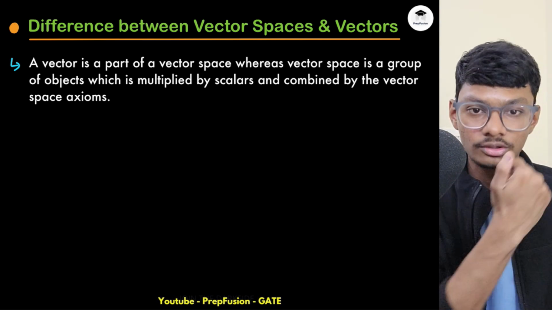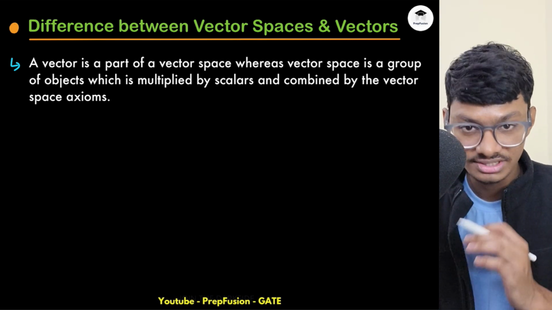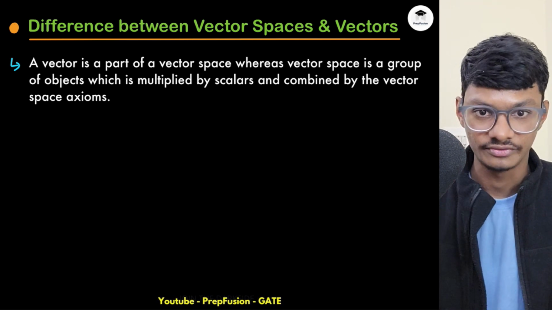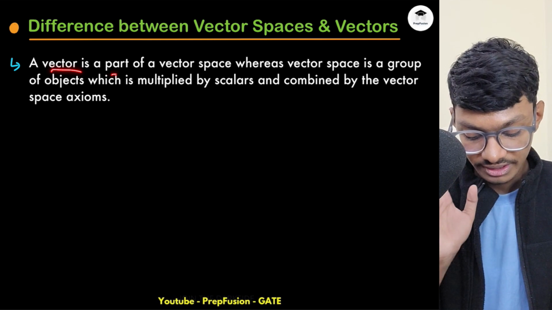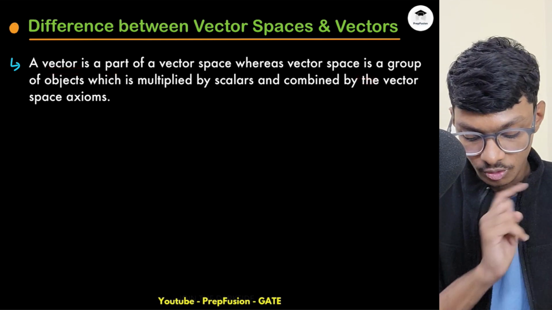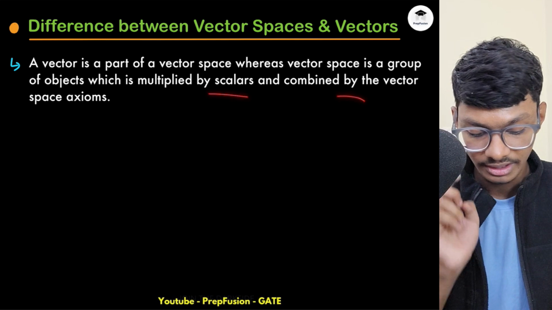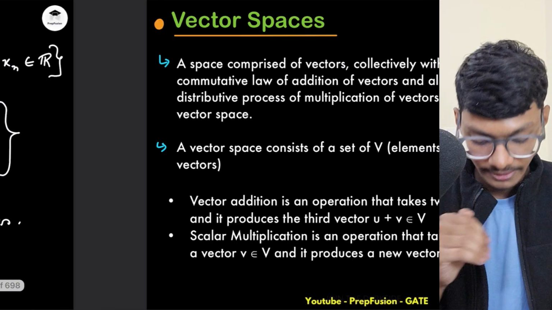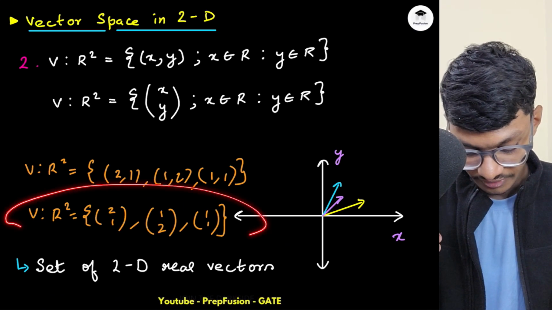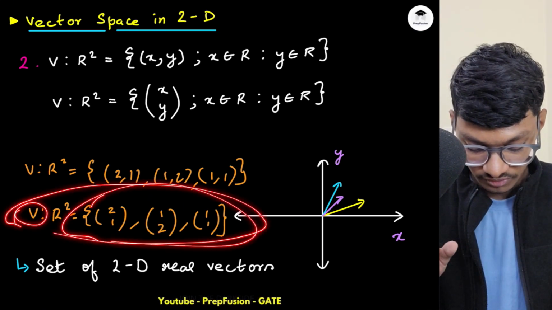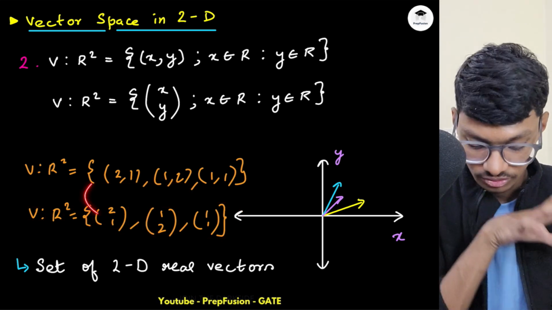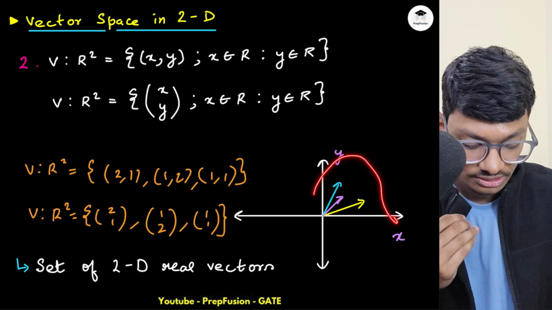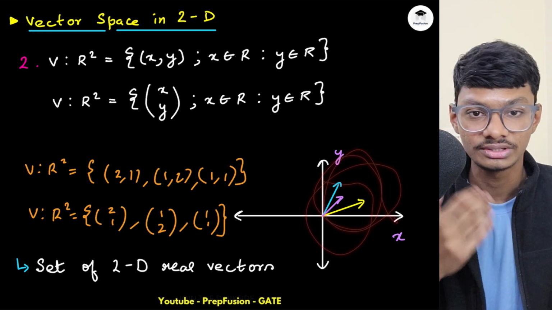But before going to those conditions, I want to tell you the difference between vector space and vectors. You might get confused, sir, what is the difference? It is also vectors, right? So the difference is that a vector is a part of a vector space, whereas a vector space is a group of objects which is multiplied by scalars and combined by vector axioms. What these axioms are, I'll talk about, but vectors are part of a vector space, right? So here this V is a vector space, and each of these are vectors. The vector space is covering a space, right? That's why it is called a vector space.